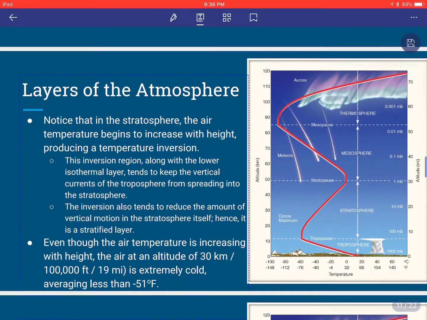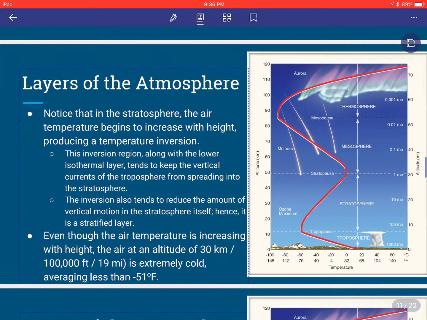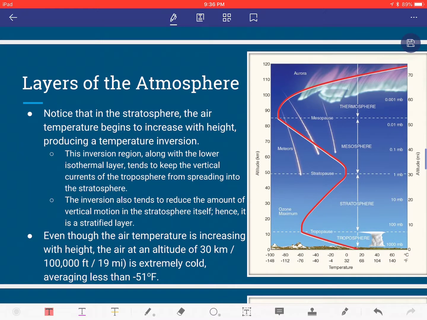Okay, in the stratosphere, the air temperature begins to increase with height. That sets up a temperature inversion. Down here we have this isothermal zone, and then past that we end up with a temperature inversion where temperature increases with height. Because it gets warmer as you go up in altitude, the vertical currents of the troposphere typically don't spread into the stratosphere, and that also tends to reduce the amount of vertical motion in the stratosphere itself. So it's called a stratified layer, and that is simply because the air doesn't mix. It stays more or less in the same area that it ends up in.